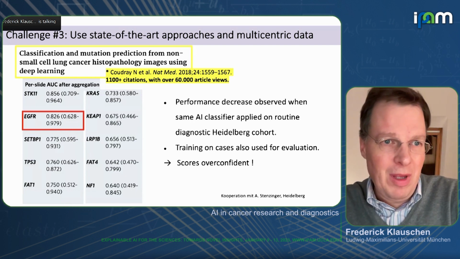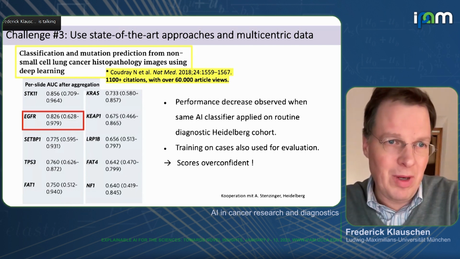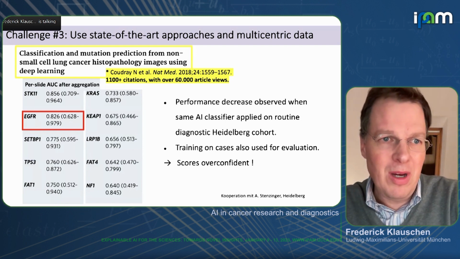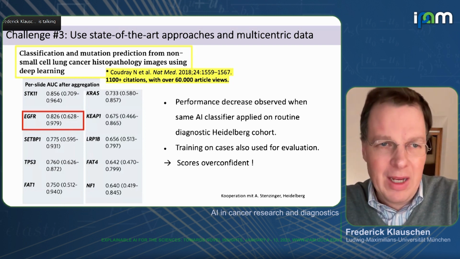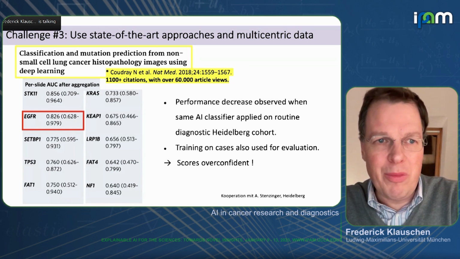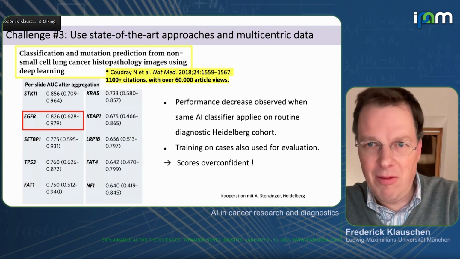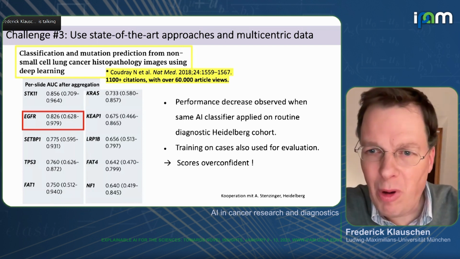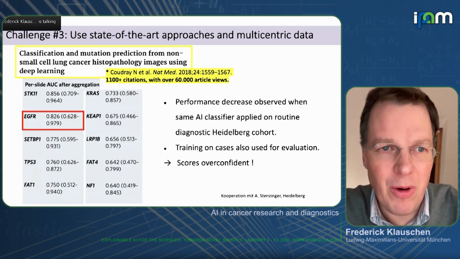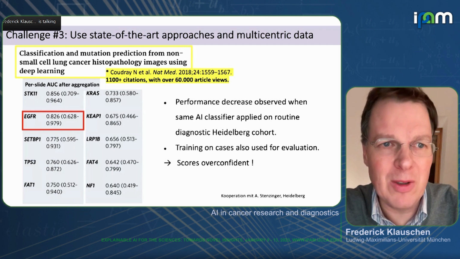And here I want to point to this EGFR mutation, highlighted in this red box. So this is one of the most important molecular properties in lung cancer. And you can see here that the paper claims to be able to predict the mutational status of the EGFR gene with over 82% AUC, right? And so we were trying to re-implement that in a cooperation with a colleague from Heidelberg to see whether the approach published in this paper generalizes also to other data.